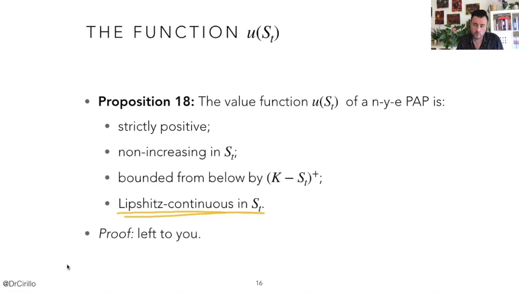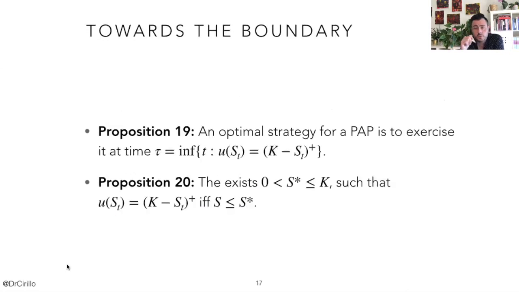In the same way as we have seen for the American put. Okay. Now, what is important is that from proposition 18, we immediately get proposition 19. Proposition 19 tells us that an optimal strategy for a perpetual American put is to exercise the option at a time tau such that t is the smallest t for which U at S_t is equal to (K minus S_t)^+. So we exercise as soon as we obtain this situation. The value of our not yet exercised perpetual American put coincides with its intrinsic value, so with the payoff.